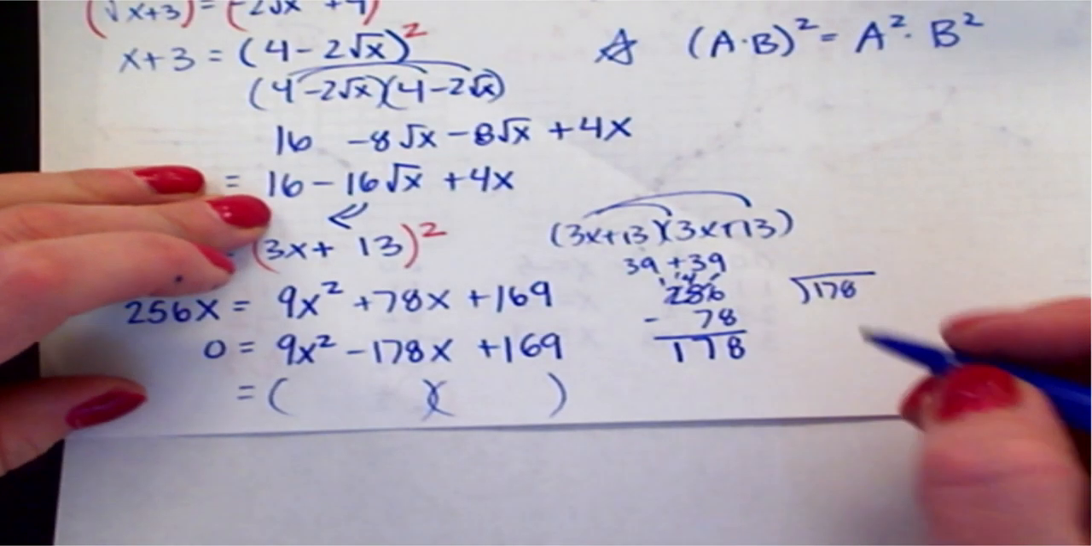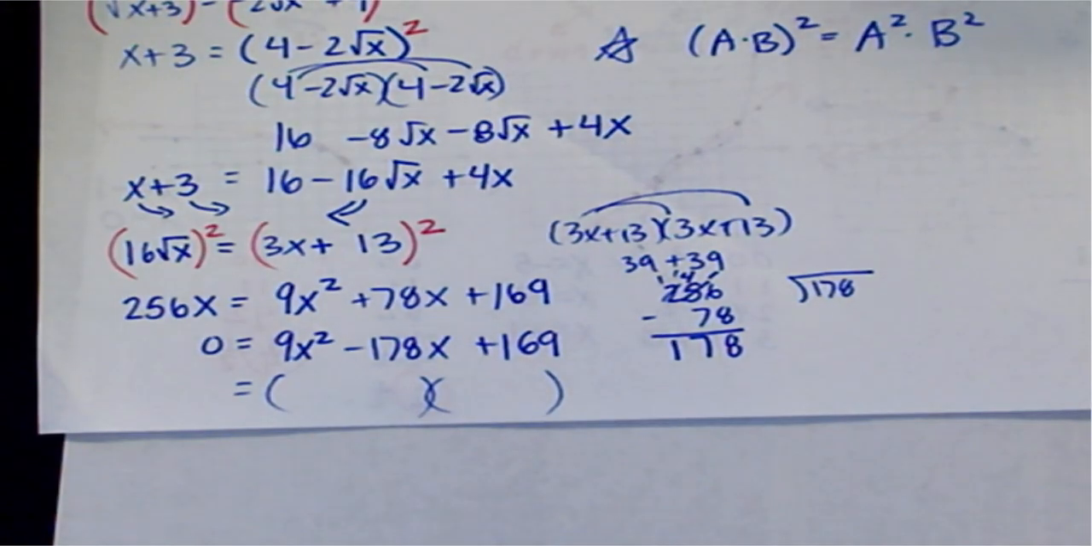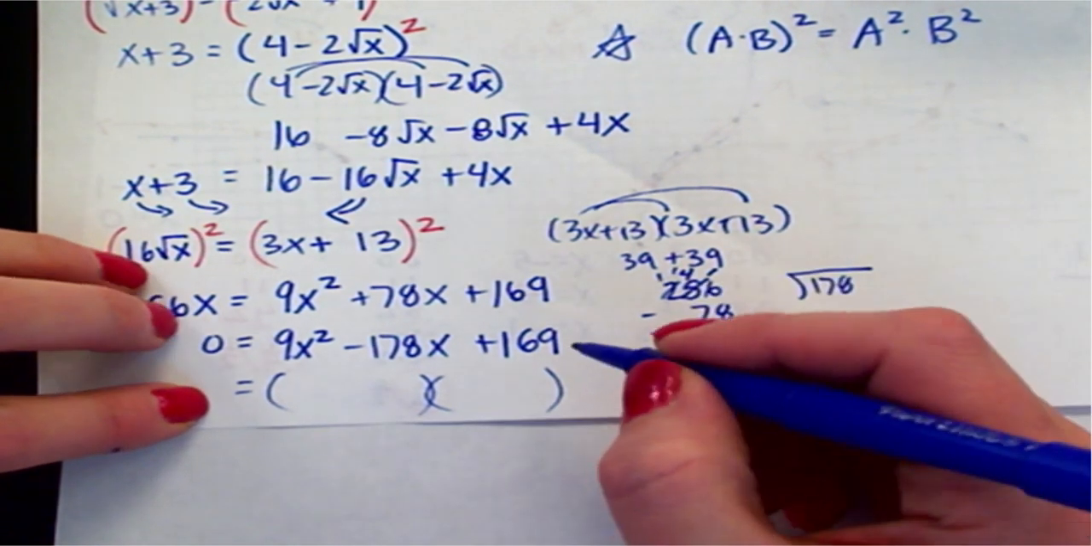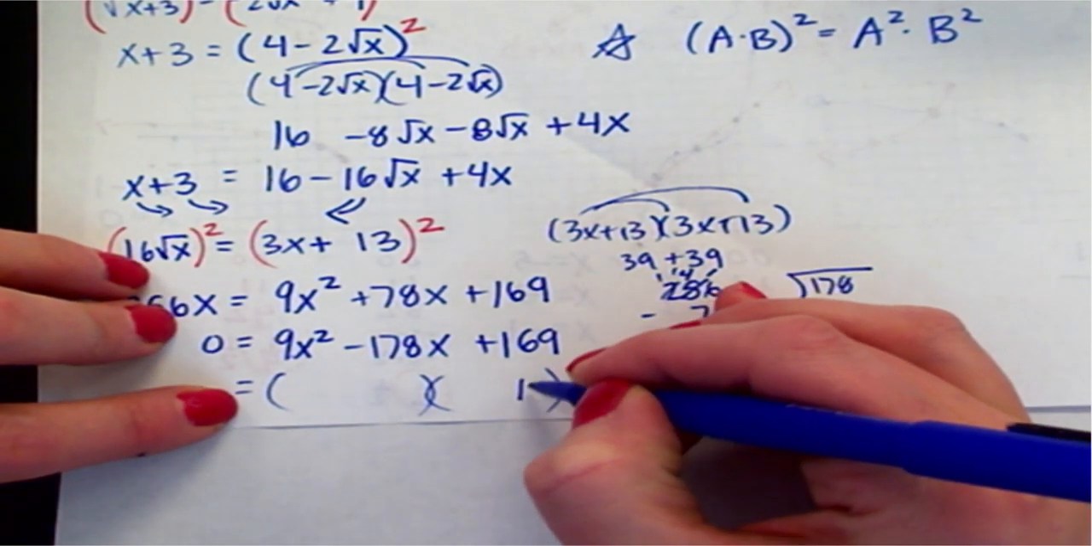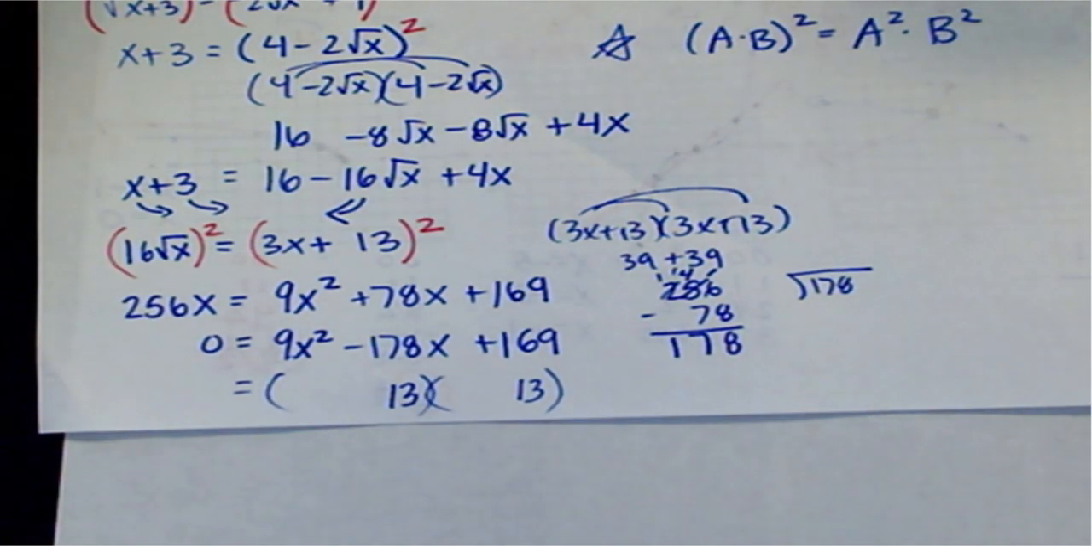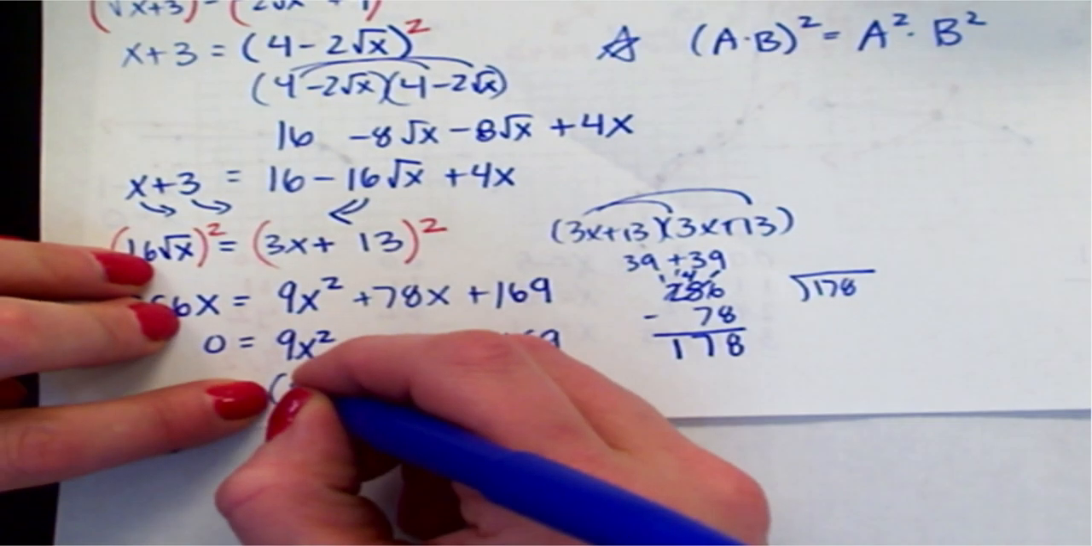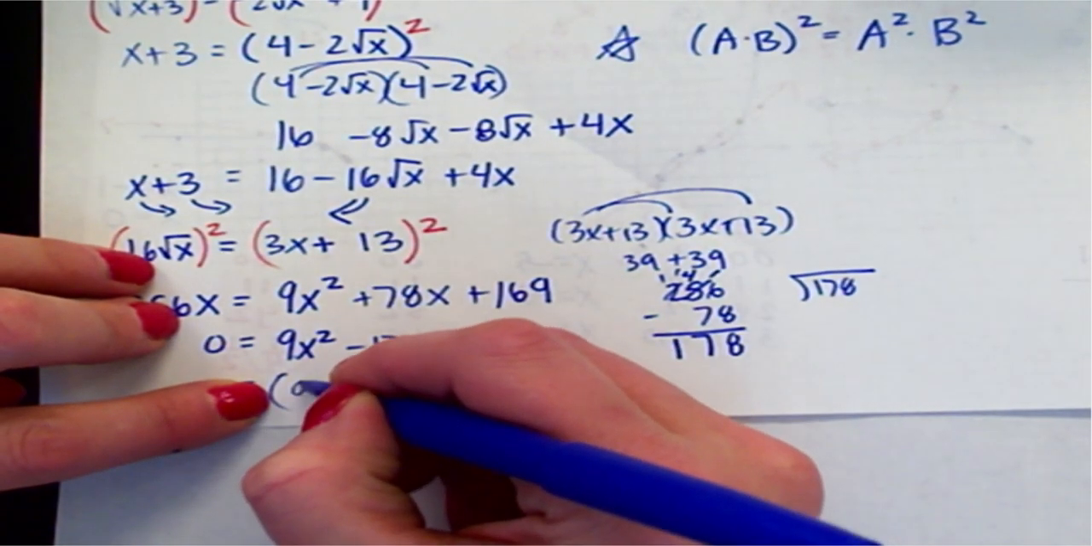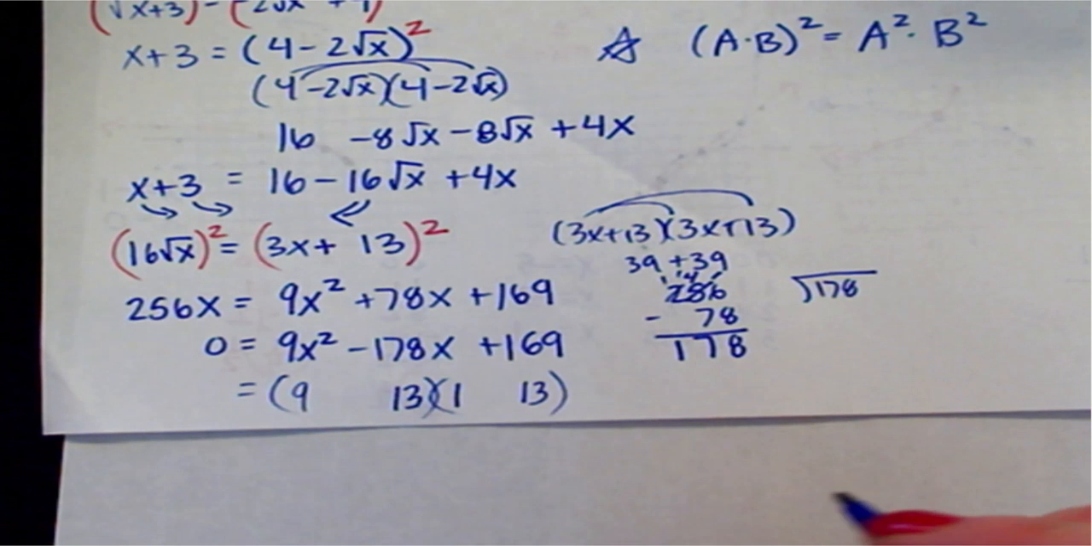Okay, how are we going to factor this? This is a good exercise. There is no GCF. My numbers are either going to be 1 and 169 or 13 and 13. I'm going to try 13. There are not a lot of choices here. Guess and check is a pretty good choice. And I'm going to try 9 and 1.